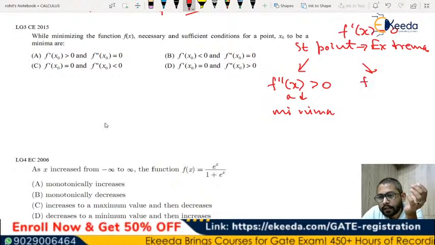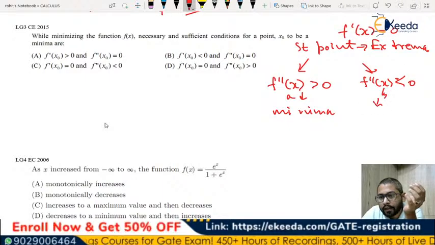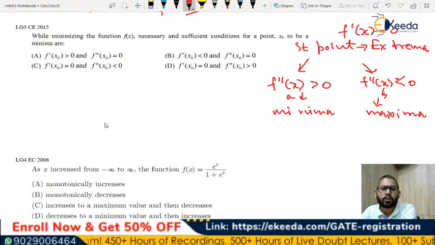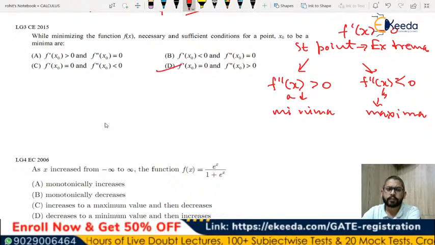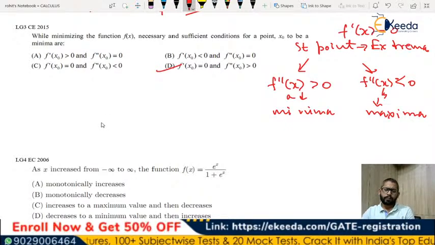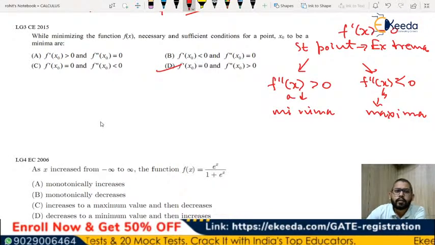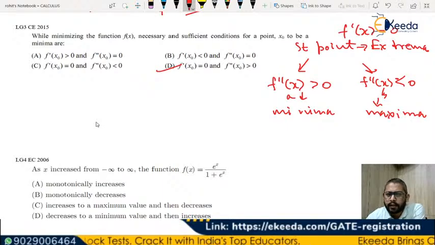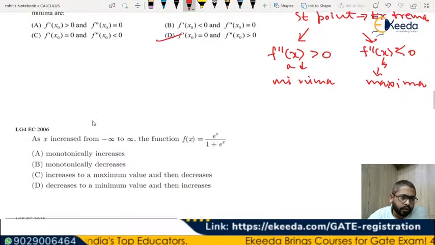and if it is less than 0, let's say at b, then it is going to be maximum. So very obvious, we have to find that the derivative should be 0 and the double derivative should be greater than 0, D option, right? This was a theoretical question, but I have kept it just so that we can easily move to the next question also, right? So that's it, D option. For minima, the double derivative has to be greater than 0.